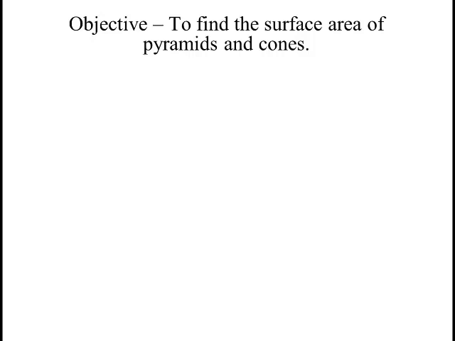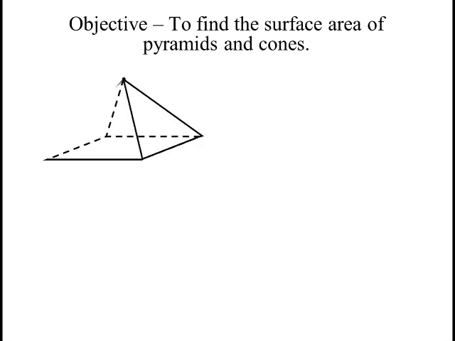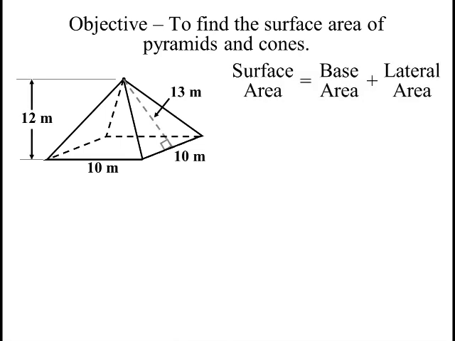Okay, our objective for today is to find the surface area of pyramids and cones. And there is a general formula to do this as well, but we're going to do our first one by just doing separate surfaces. So the surface area is going to be the base area plus the lateral area. The base area obviously is just a simple square, 10 by 10. The lateral area is made up of 4 triangles.